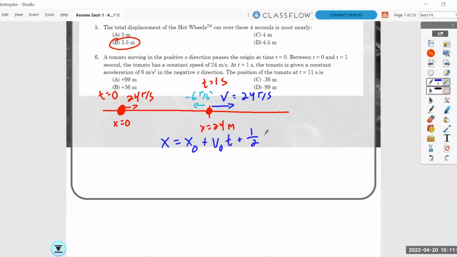Plus 1/2 AT squared. Well, we want to find where it is. In this case, it's a little bit non-obvious. I want to start my thinking after 1 second. The reason is that all of the kinematics equations depend on the acceleration being constant, and in this case, the acceleration is not constant. We have no acceleration for 1 second, and then all of a sudden we have some.